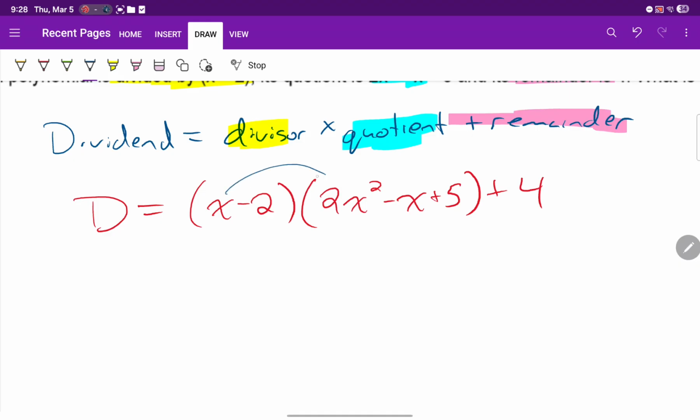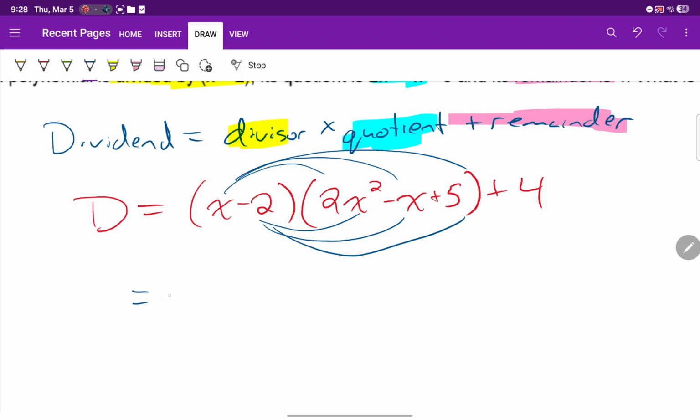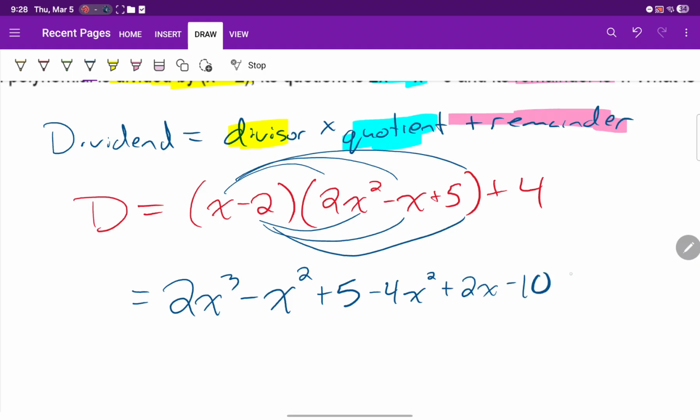I'm going to go boom, boom, boom, boom, boom, boom. Multiply everything in those brackets. When I do that, I get 2x cubed minus x squared, minus 2, not that's right, I've got to slow down, plus 5. Then I get negative 4x squared plus 2x minus 10, and my plus 4 stays at the end.